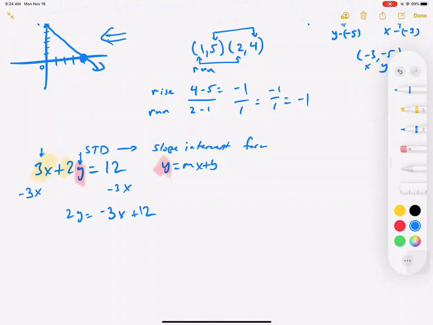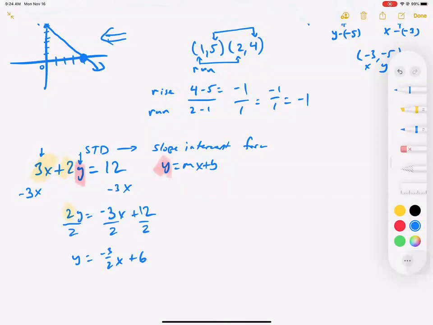Now, one more step, I need to get rid of that 2. What is the 2 doing to the y? Adding, subtracting, multiplying, dividing. And if there's no sign, it's multiplying. So we divide both sides by 2. I'm going to divide everyone by 2 here. So y is equal to negative 3 over 2x plus 6.